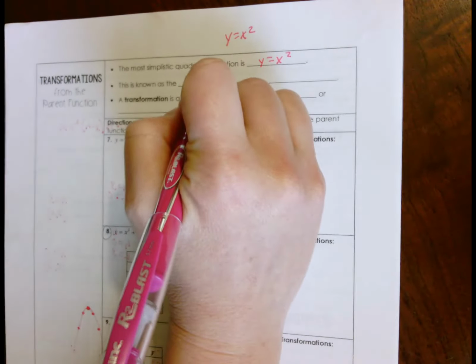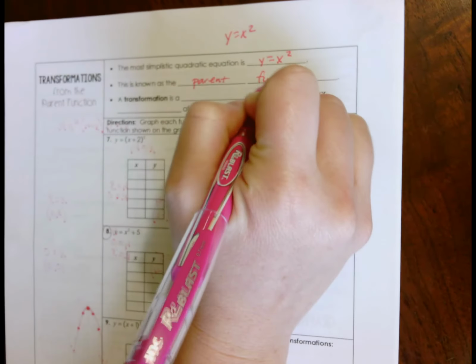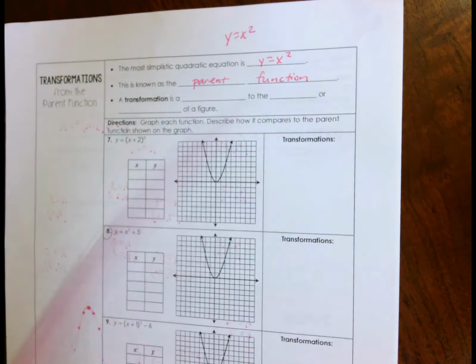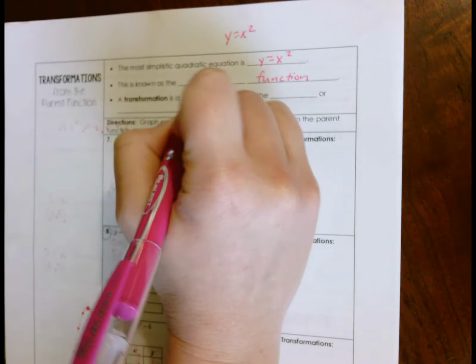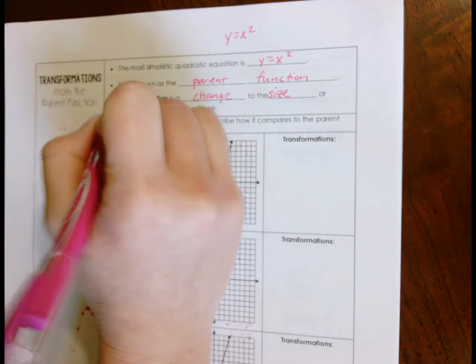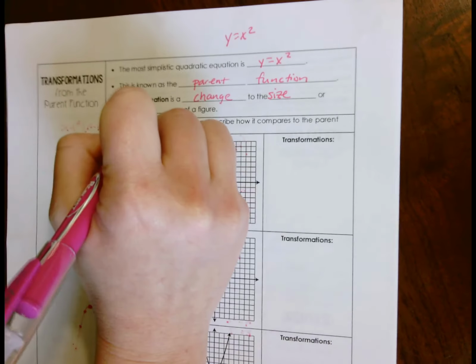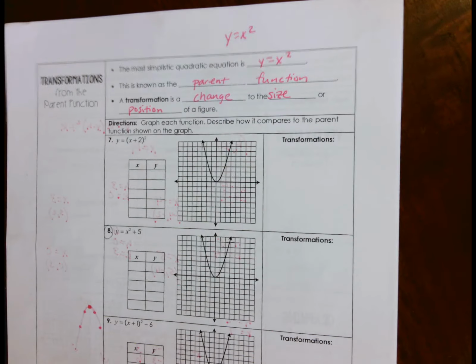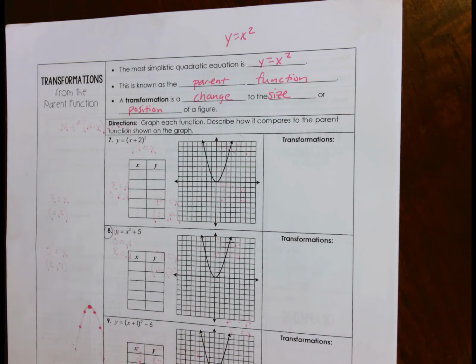And a transformation is a change either to the size or to the position, the location of a figure. What we're going to do is graph these, and then describe how each compares to that parent function.